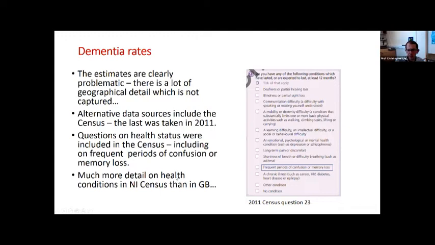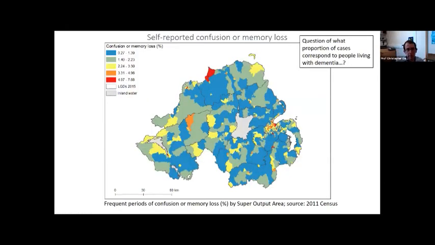So as I said, much more detail here than in Britain, where none of these breakdowns are available. So it's potentially a very rich data set. This is the percentage of the population who said that they suffered from frequent periods of confusion or memory loss. Our maximum value is 7.68%, which is in the upper end of the band that's coloured red, and then our lower percentages are in the areas that are shaded blue. You can see there are a few areas right across Northern Ireland, but with the biggest concentrations in Belfast and a couple in Derry, Londonderry, and a few in more rural areas where the percentages are much higher.